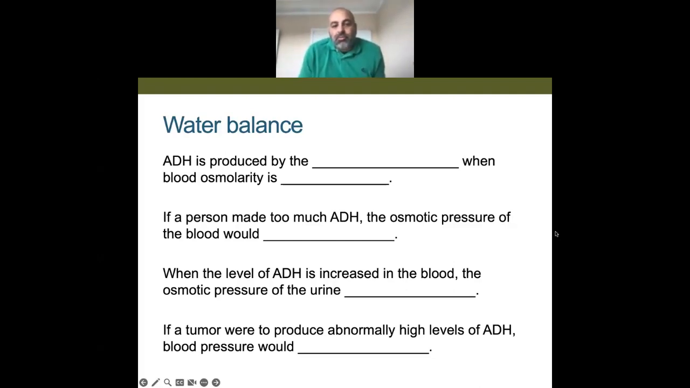If a person made too much ADH, so we'll talk about this, this is SIADH, syndrome of inappropriate ADH. So they produce a lot of ADH, and now they're not getting rid of water. Would the osmotic pressure of the blood increase or decrease?